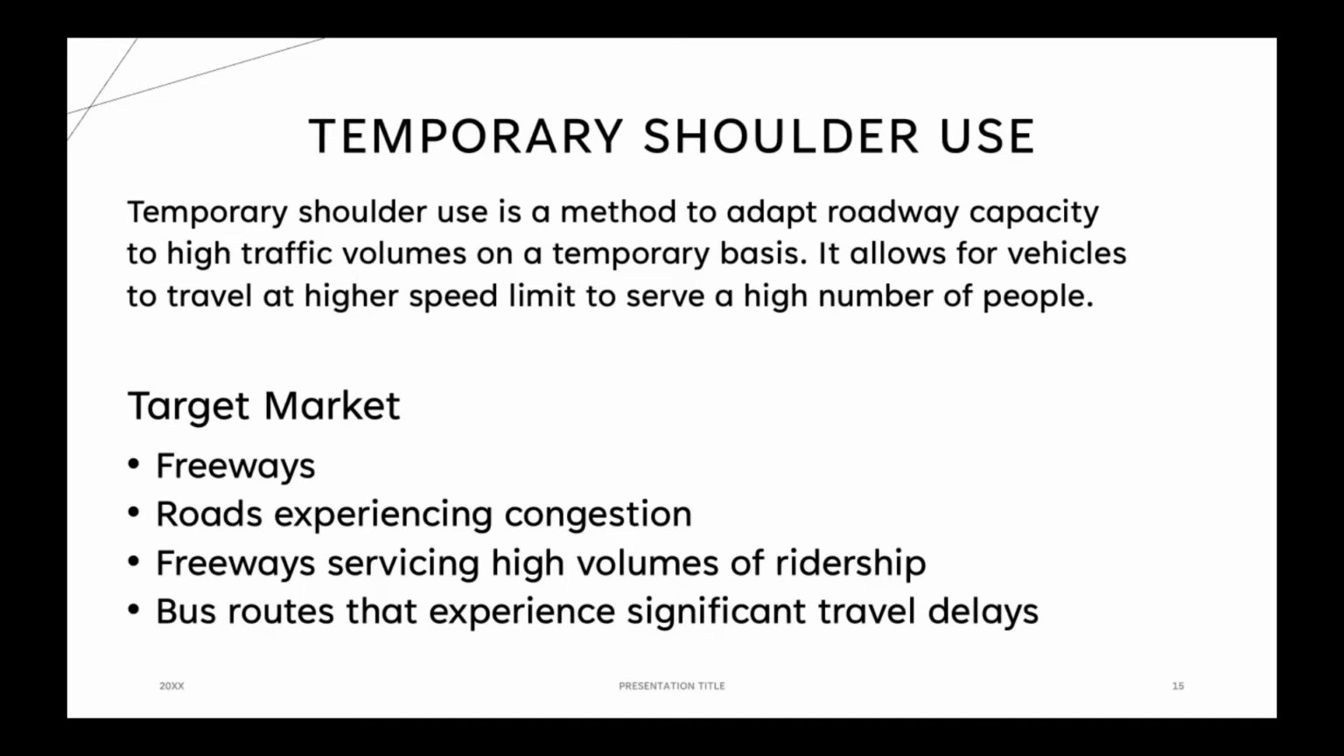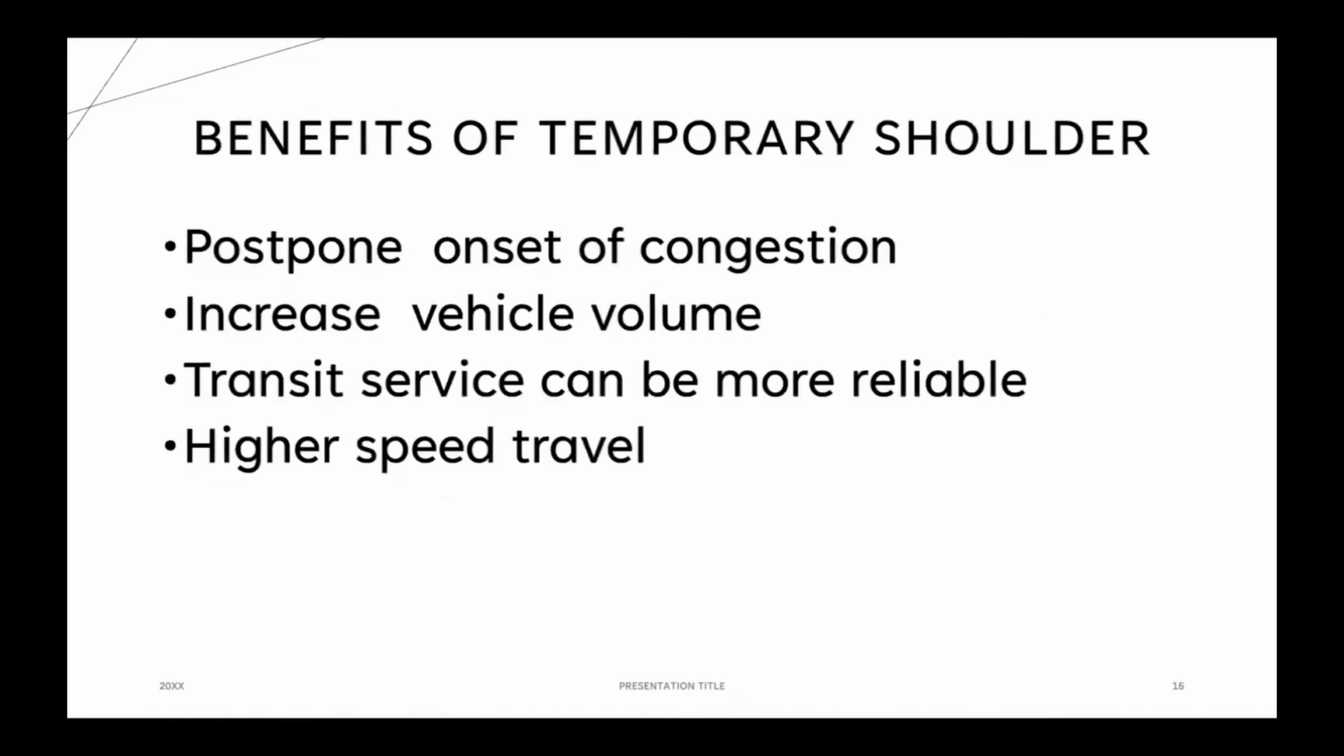The target market for the temporary shoulder use is freeways, roadways experiencing congestion, and bus routes that experience significant travel delays. The benefits are mainly to postpone the onset of congestion, increase vehicle volume, and make transit service a lot more reliable with the use of the temporary shoulder.